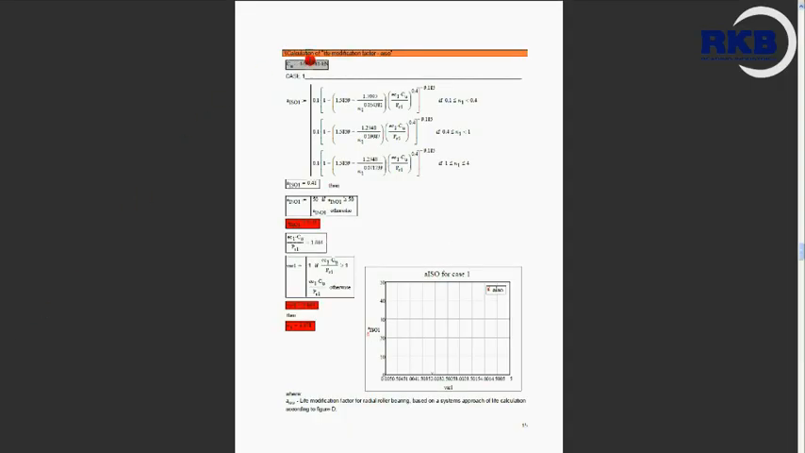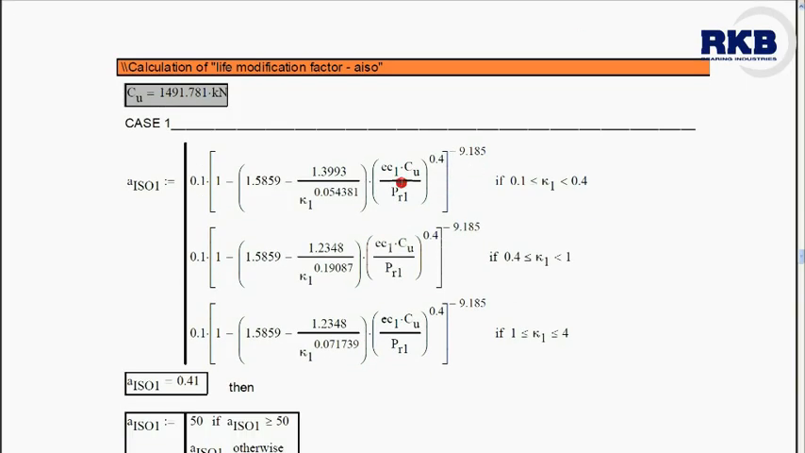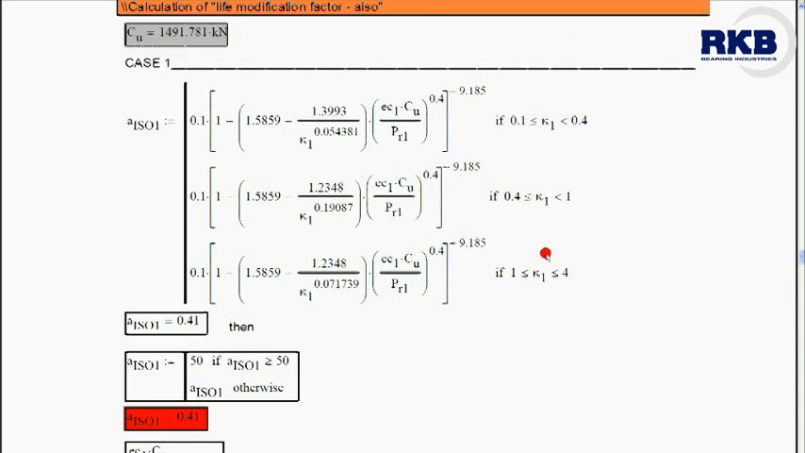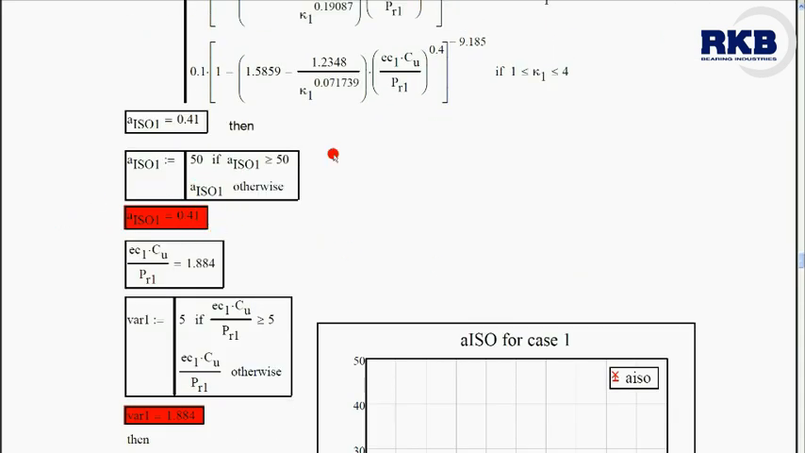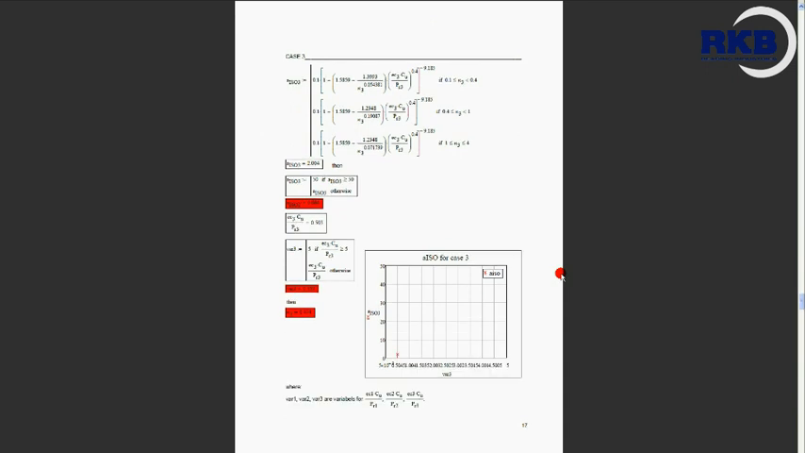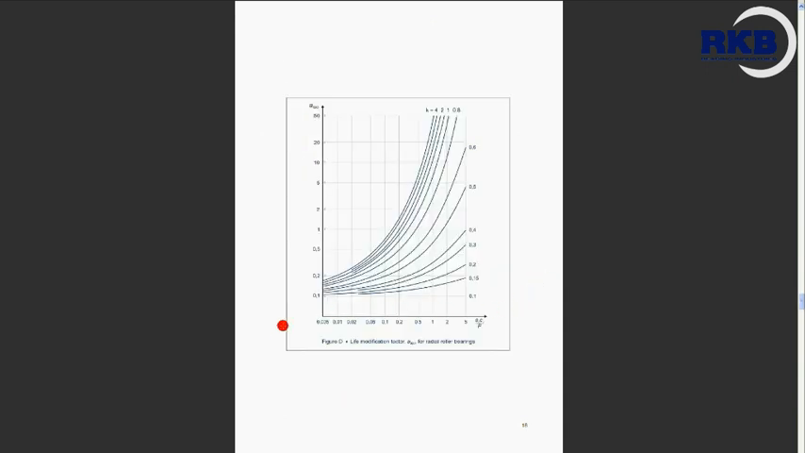The life modification factor, AISO, is calculated taking into account the load on the bearing, the lubrication condition, lubricant viscosity and type, and bearing speed and size, the fatigue load limit, the bearing type, and the environmental conditions that can influence the contamination of the lubricant. Life modification factor diagram is presented in Figure D.